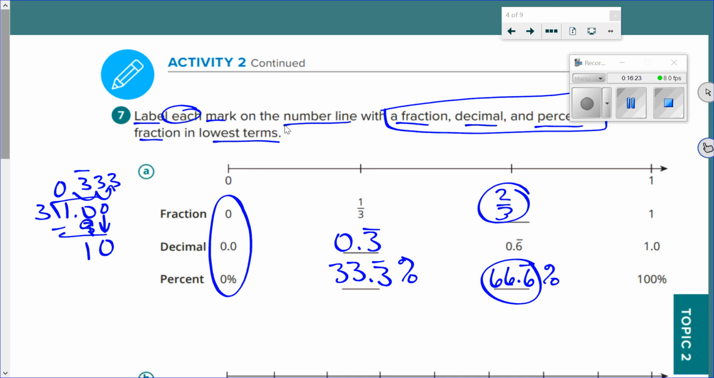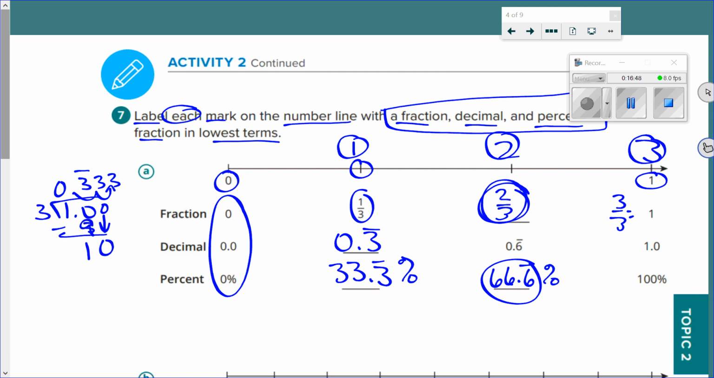So Karina had a really hard time seeing: if this is 0, this is 1, that means I broke it into 1, 2, 3 portions, right? So the first one would have been 1/3. The second one would have been 2/3. The third one would be 3/3, which equals 1. Is that making more sense for you?